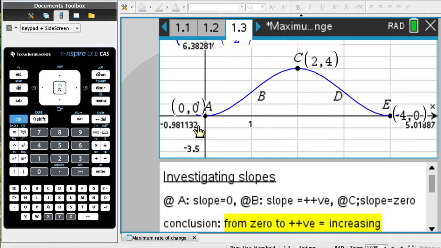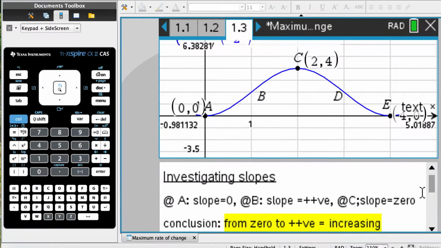So pretend this is the graph of f of x given to you here. It's just a segment of a negative cosine function, that's all. And there are a couple of points of interest. So we have points A, B, C, D, and E.